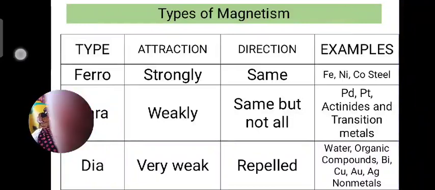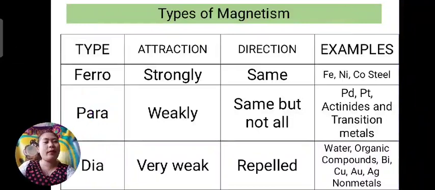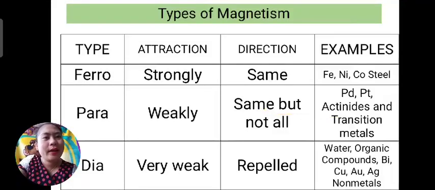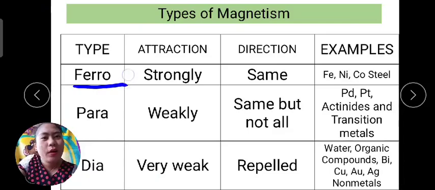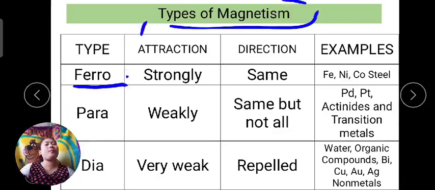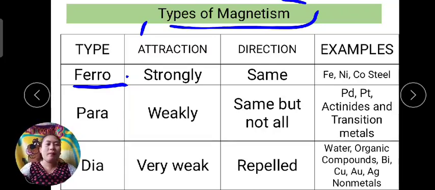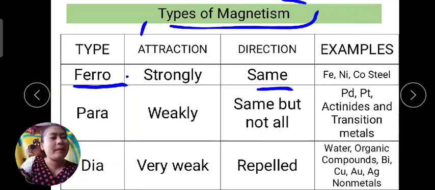Types of magnetism. So as you can see, we have here pero, para, and dia. So, pero, this one is ferromagnetism. So, ferromagnetism is the strongest or has the strongest attraction among all the three types of magnetism. Direction, same. Examples are iron, nickel, and cobalt.